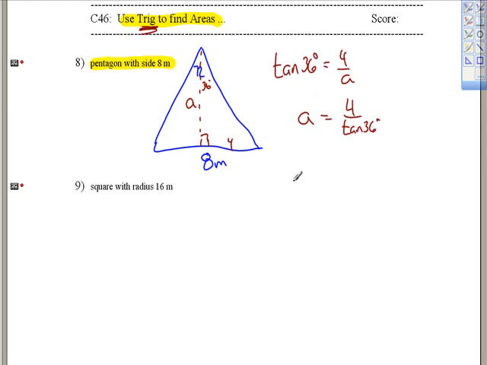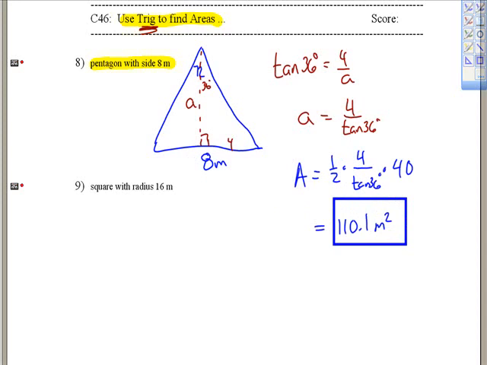And the formula, remember, is area equals 1/2 the apothem, which is 4 over tangent 36, times the perimeter, and there's 5 sides times 8 per side, which should be 40. So if we throw that in a calculator, we should get real close to 110.1 square meters.